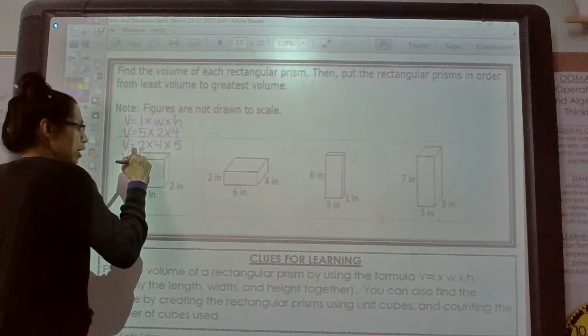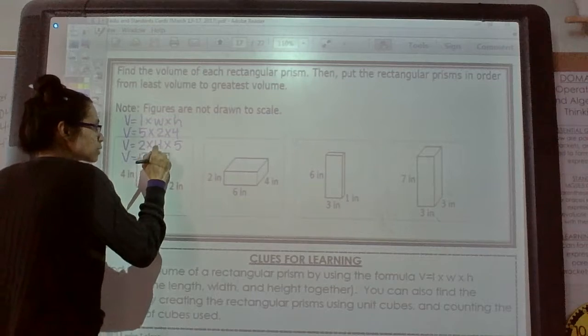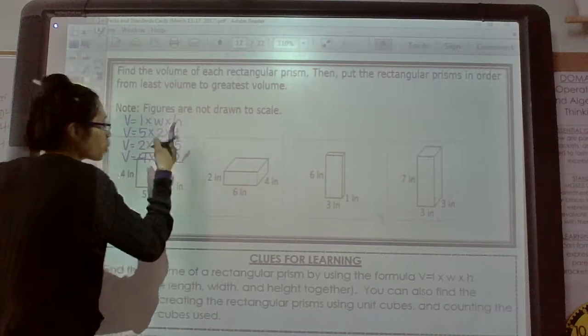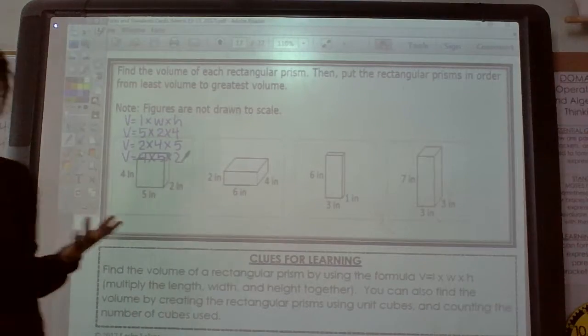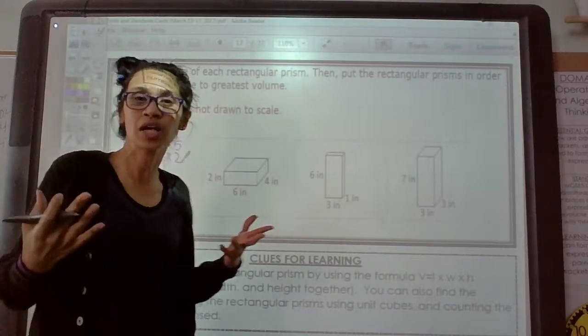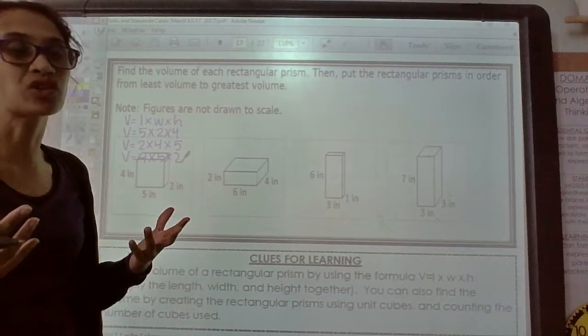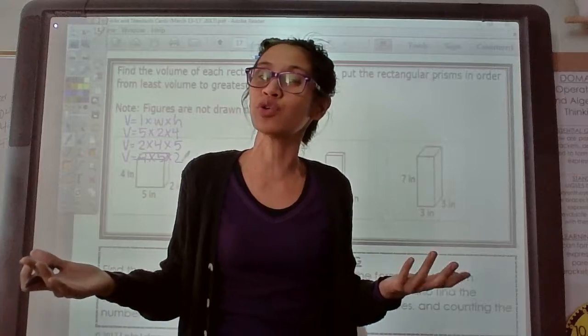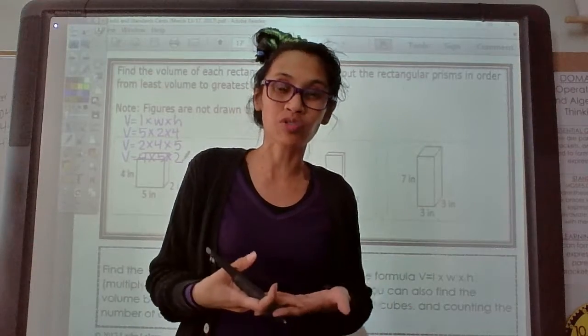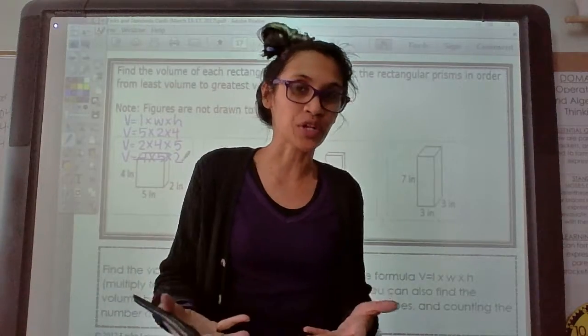I can even do what? 4 times 5 times 2. So many different combinations that we can multiply. Just multiply the three numbers together. I'd rather do whatever works easiest for you or for me. I'll multiply those two numbers first, and then we'll multiply the third one together.